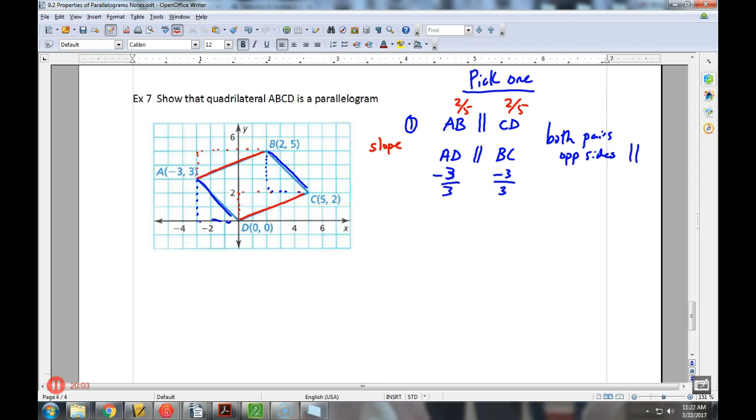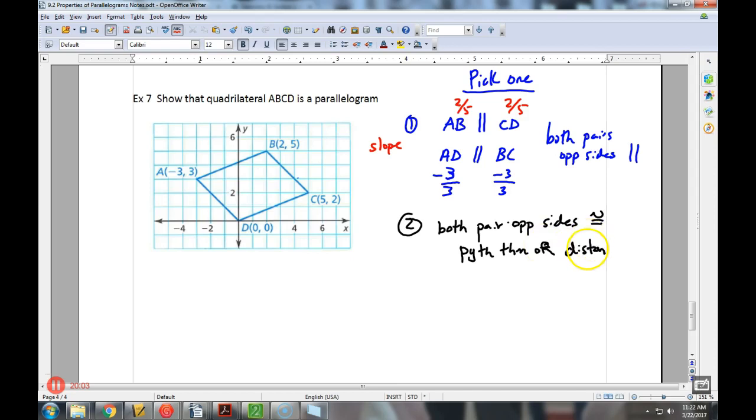Now, if you wanted to, you could be done. That would be enough. You don't have to prove all these. But I'm just going to show you maybe one other way. If you wanted to do the distance formula or the Pythagorean theorem, you could actually prove that both pairs of opposite sides are congruent, or equal length. If you like those and you're comfortable with those and you'd rather do that than slope, you could do that.